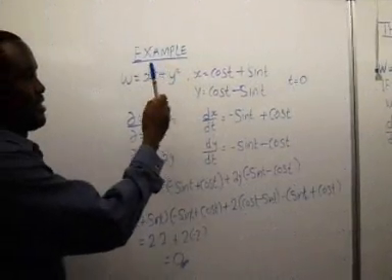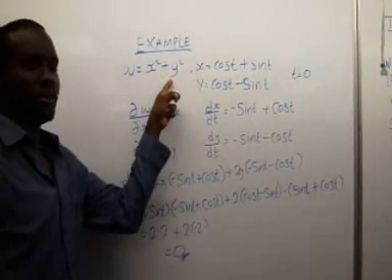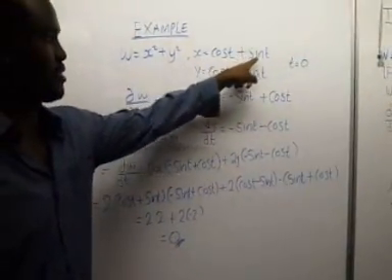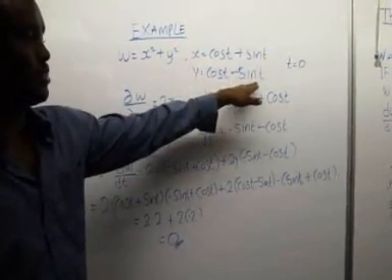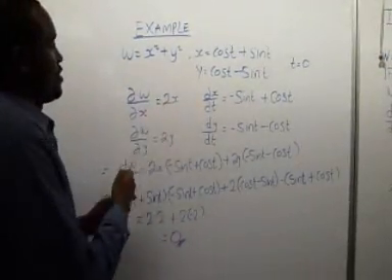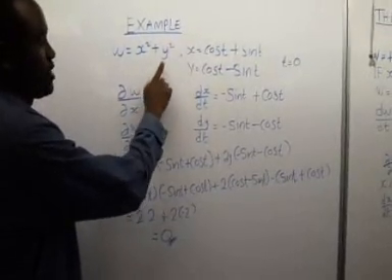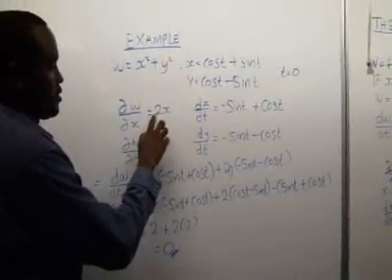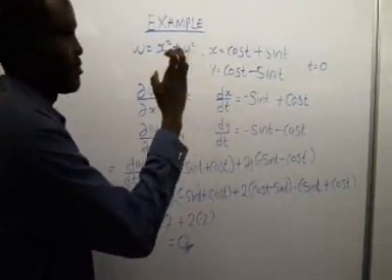Let's look at an example. We have w equal to x squared plus y squared, and we are given x equal to cos t plus sin t, and y equal to cos t minus sin t, when t is equal to 0. First, we differentiate this function with respect to x, so we keep y constant. So dw over dx is just 2x, since y is a constant, it becomes 0.